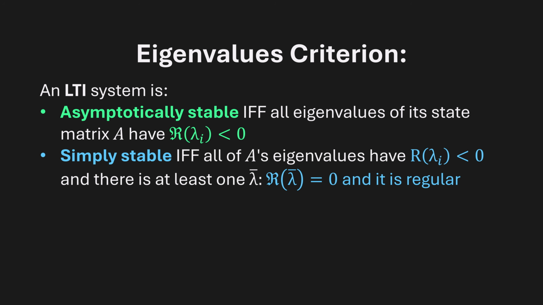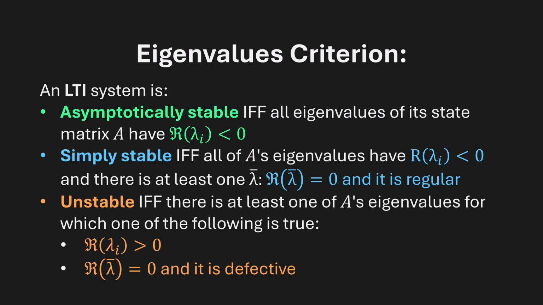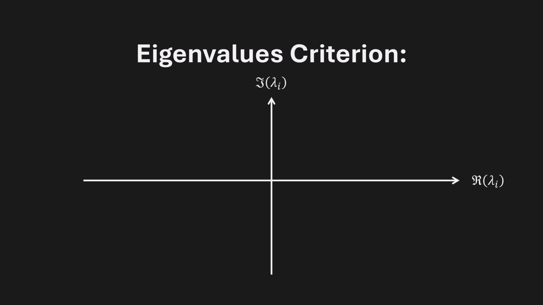We can now define a formal criterion for assessing the system stability, called the eigenvalues criterion. An LTI system is asymptotically stable if and only if all eigenvalues of its state matrix A have negative real part. It's simply stable if and only if all of A's eigenvalues have non-positive real part and there is at least one eigenvalue which has real part null but is regular, and unstable if and only if there is at least one of A's eigenvalues for which one of the following is true: it either has positive real part or it has zero real part but is defective. Visually, we can show it in a graph like this.